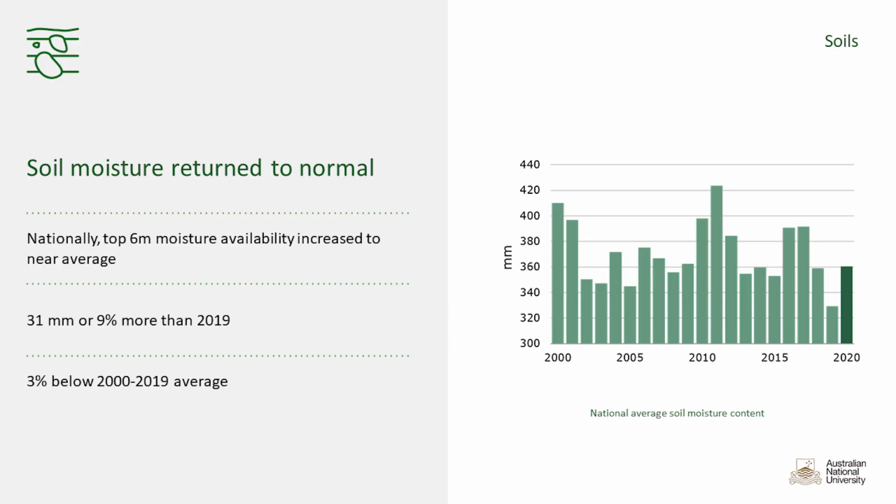Soil moisture values returned to normal in 2020 across most of the country. Nationally, the top 6 meter moisture availability increased to about average. There was 31 millimeters or 9% more than in the previous year, 2019, and it's 3% less than the long-term average.